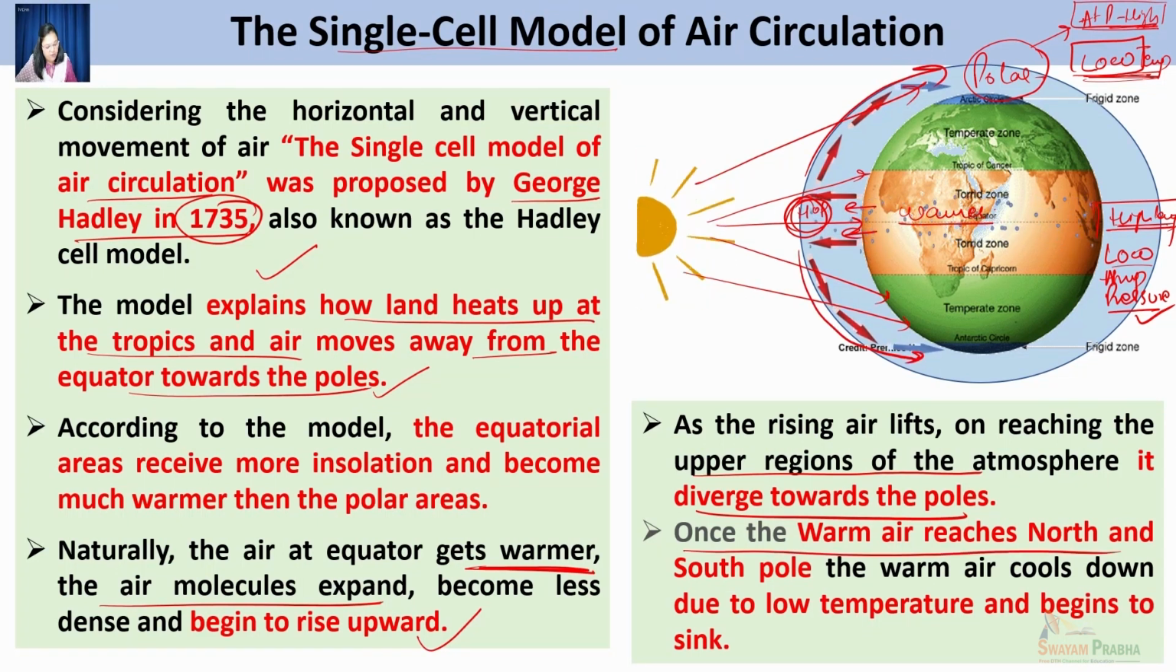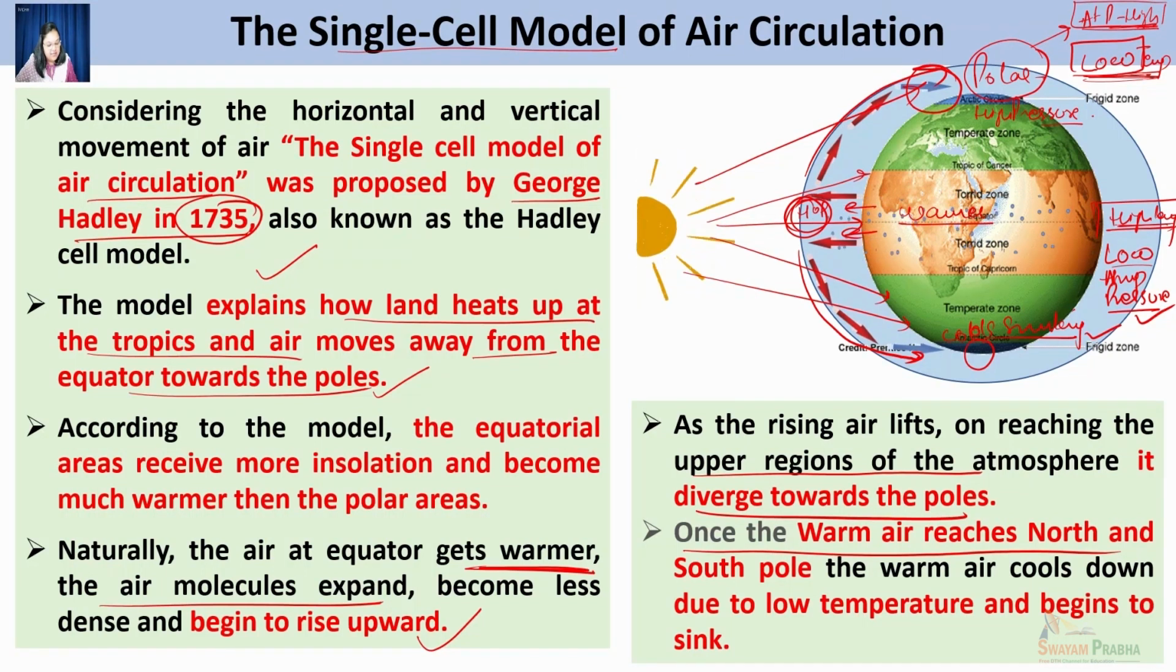And once the warm air reaches the South Pole and North Pole, it starts descending because of the existing high pressure at the ground surface. And in the process, because these areas in the North Pole and South Pole are very, very cold, the air also cools down and starts sinking, maintaining the high pressure conditions at the ground surface.